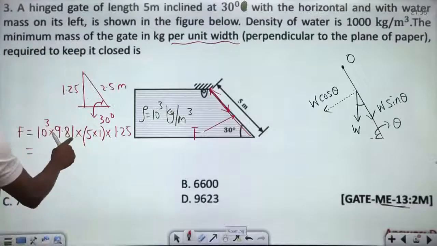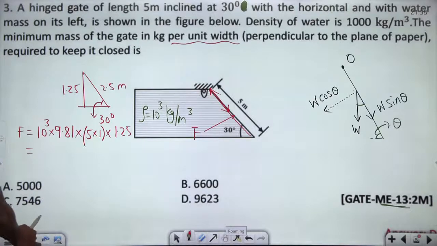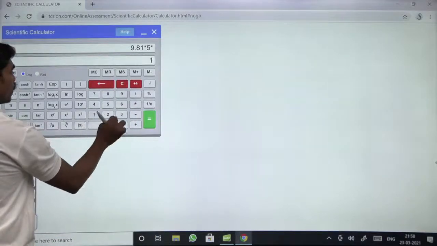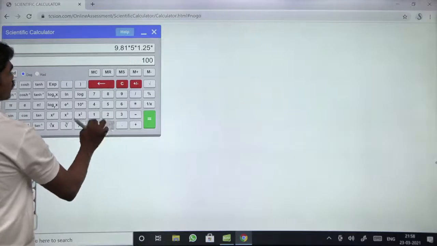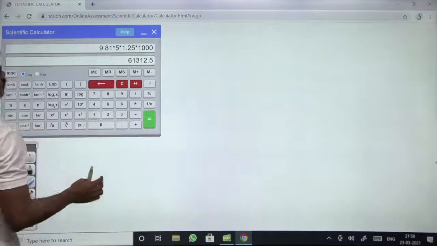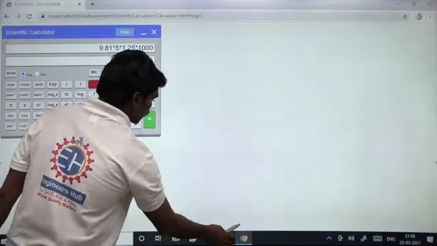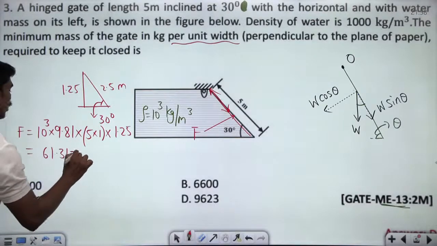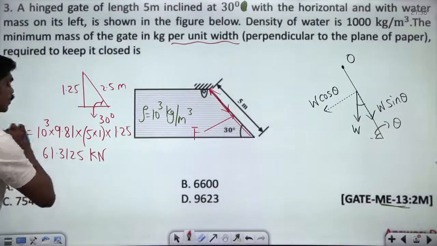Now 9.81 into 5 into 1.25. Look, 9.81 into 5 into 1.25 into 1000, of course. So this is the total force. So 61.3125 kilonewtons. This is the total pressure force which is acting.